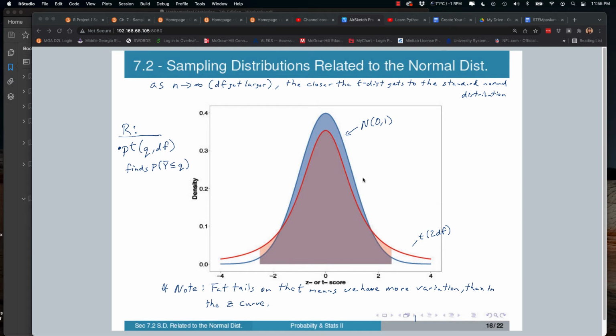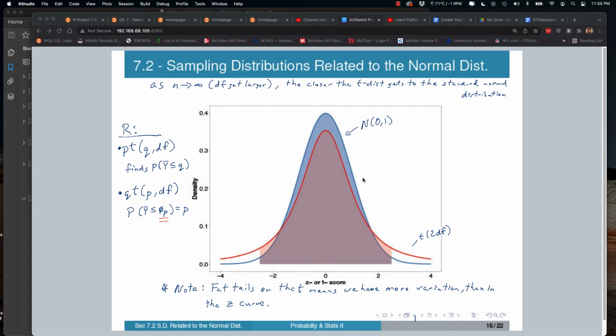And then you've got qt, the quantile function for t, and that just takes the probability and the degrees of freedom. Of course it finds the quantile phi sub p, where the probability that y is less than or equal to phi sub p equals p, which here we could call t sub alpha, because that's really what a t-score is referred to as in a lot of texts.